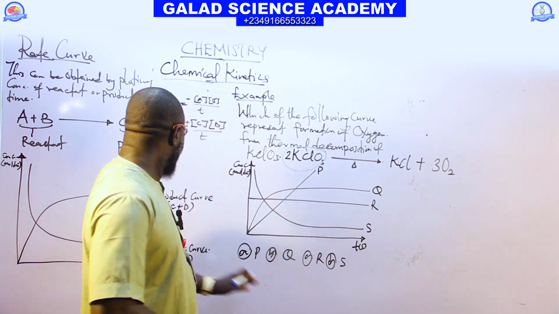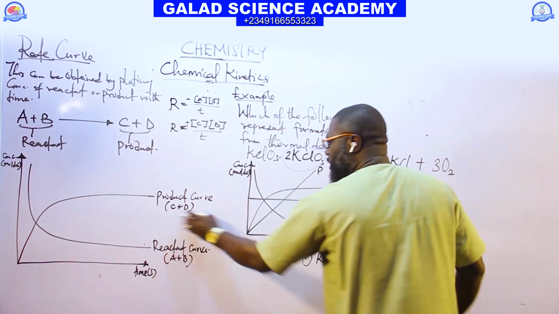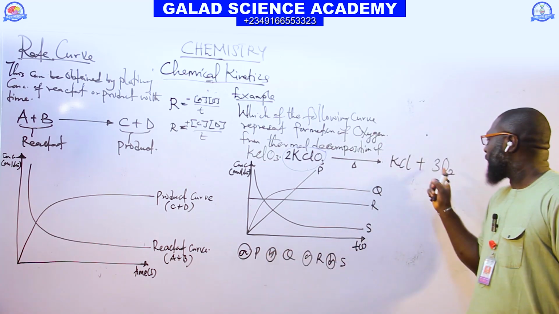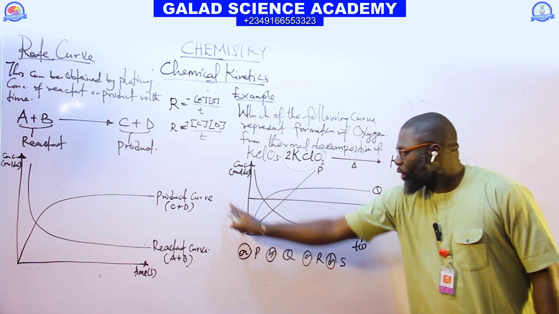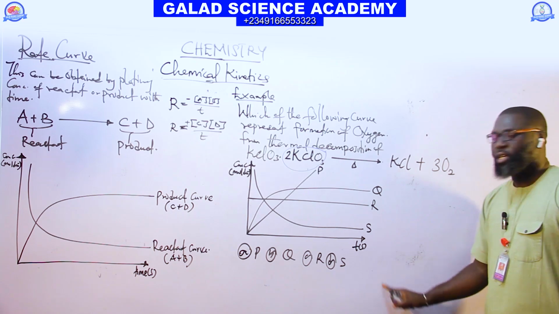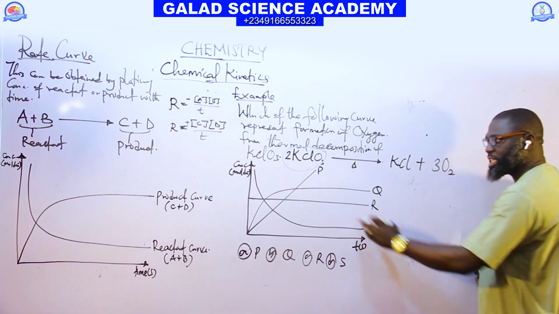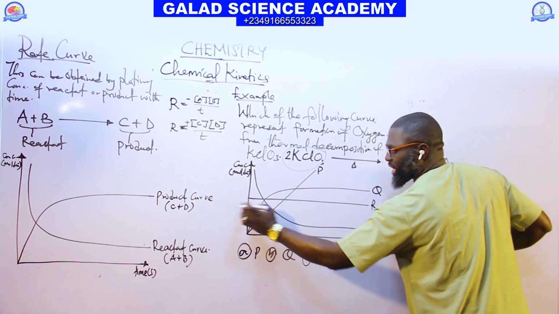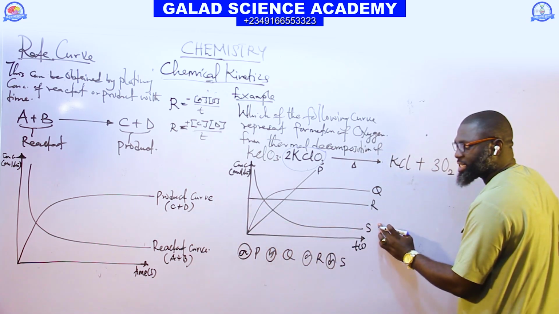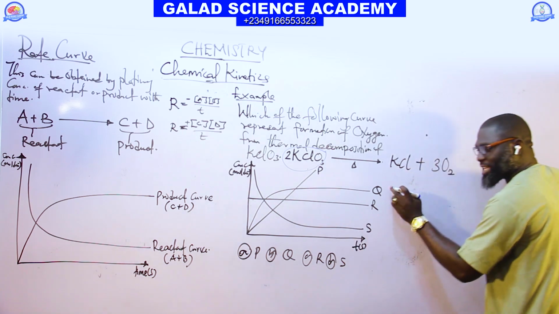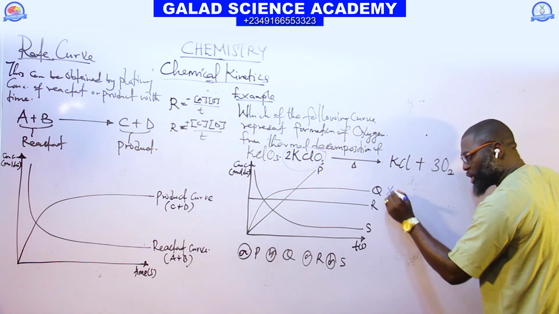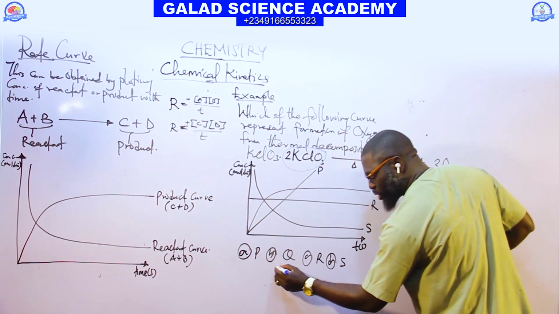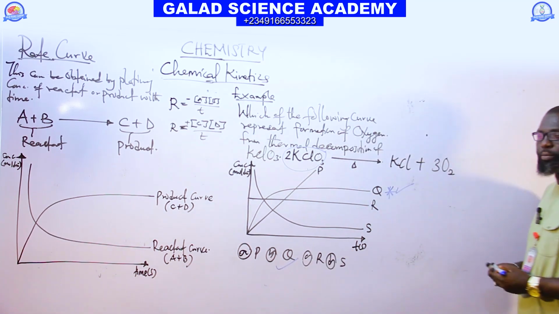So check it against this one. This is the product curve. This is the reactant curve. And oxygen can be found at the product side. So which of the curves represents oxygen? If you check, P is not a product curve. R, the straight line, is not a product curve. X is not a product curve. The right answer here will be Q. So the answer is option B.